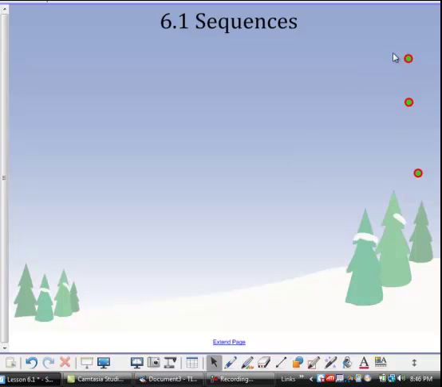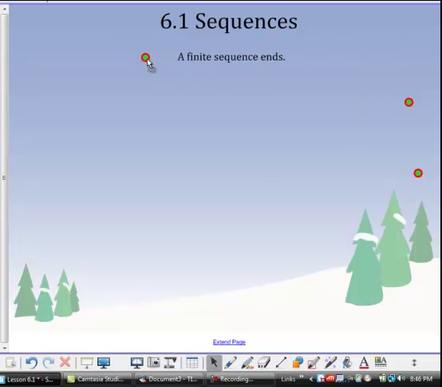Okay, we're doing sequences in chapter 6. Now, this is pretty easy because about half the chapter can be done on the calculator, but the hard part, well, you'll see it a little later. So let's just get right down to it.